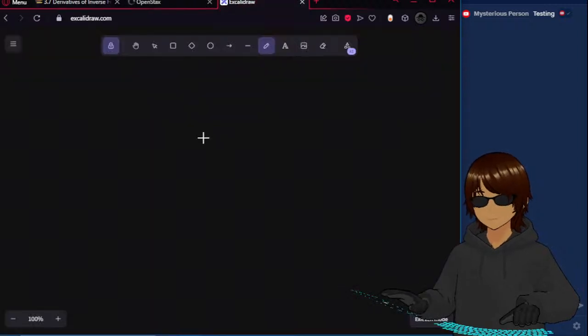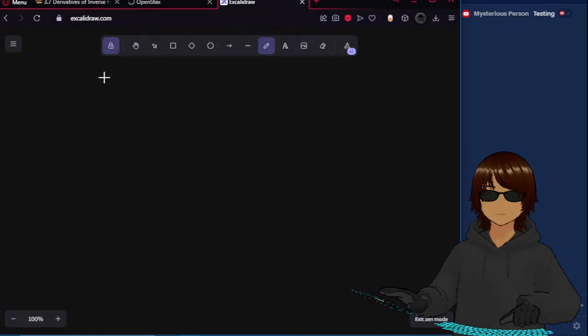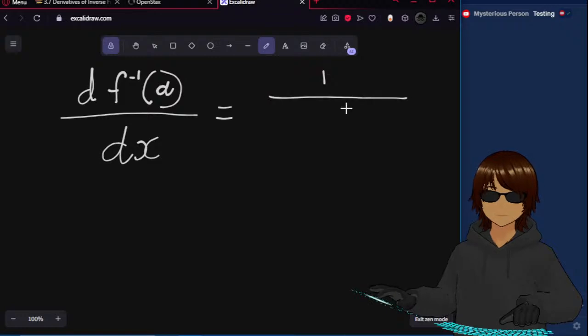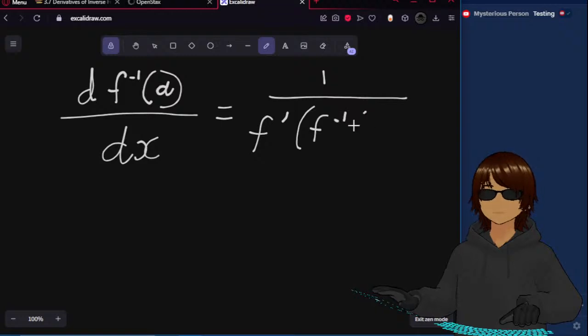So the derivative of the inverse at a is 1 over derivative of f and then the inverse.